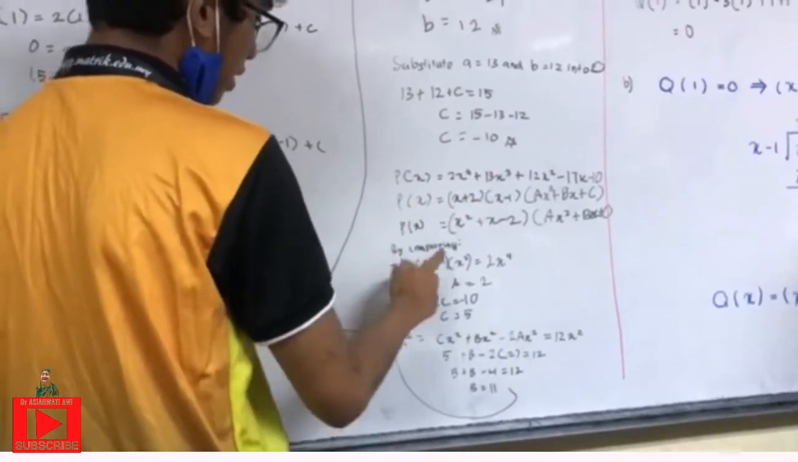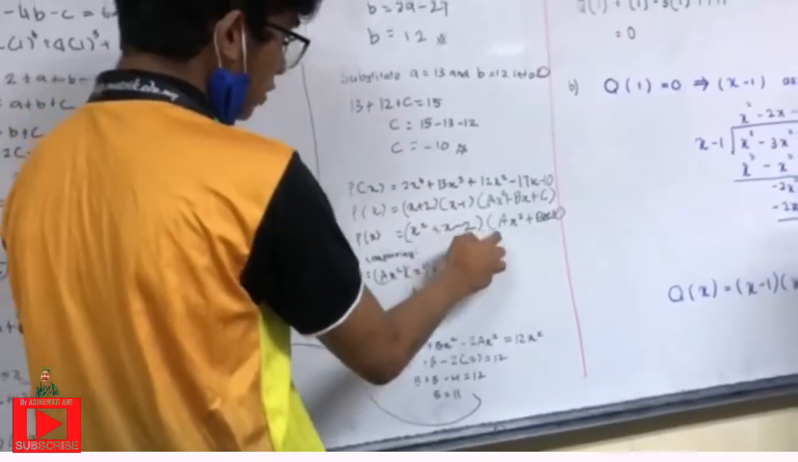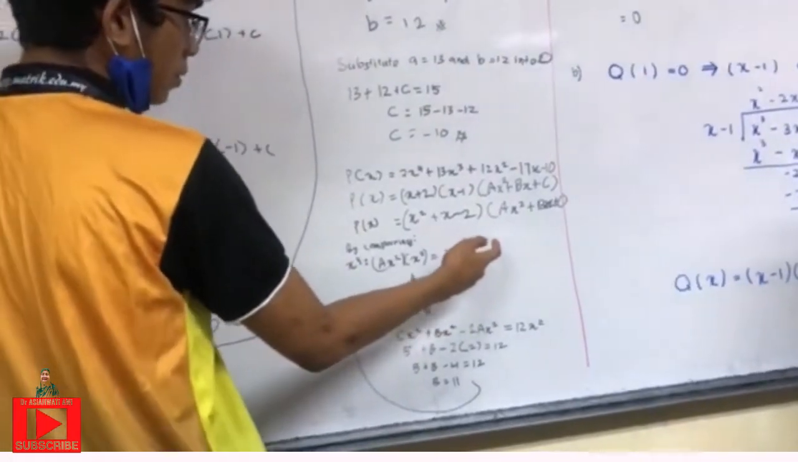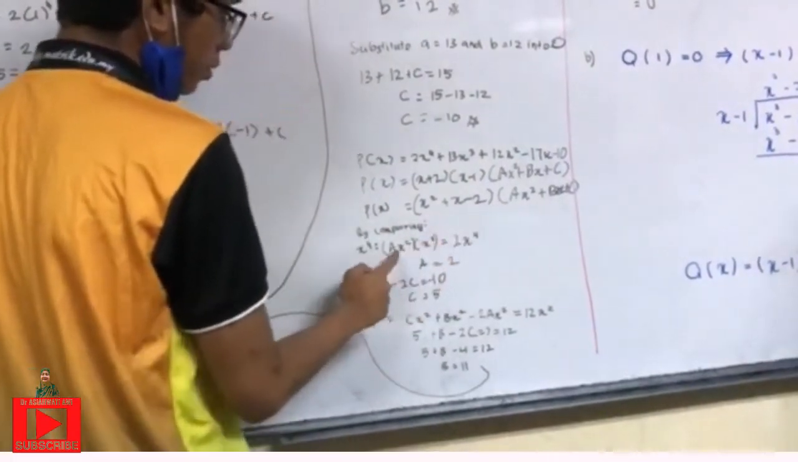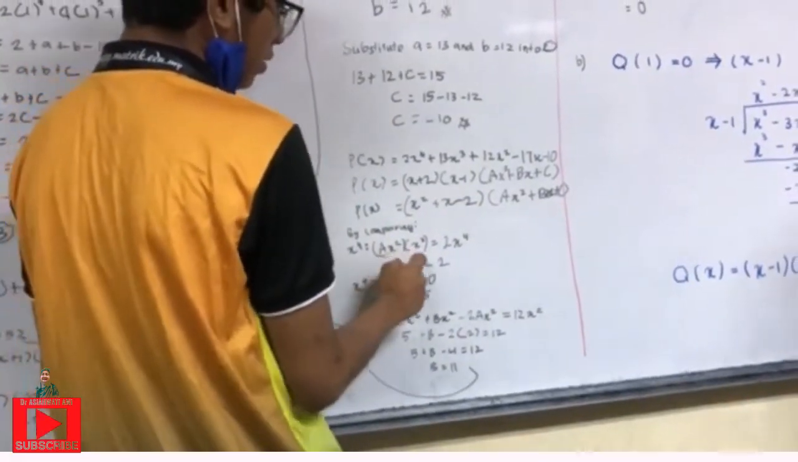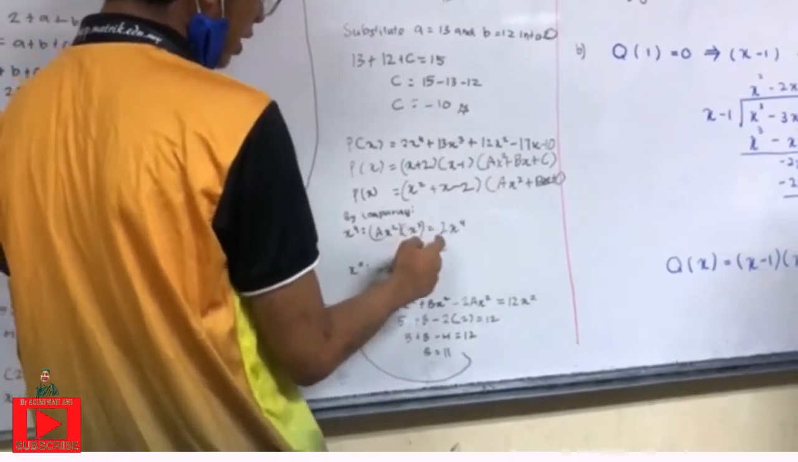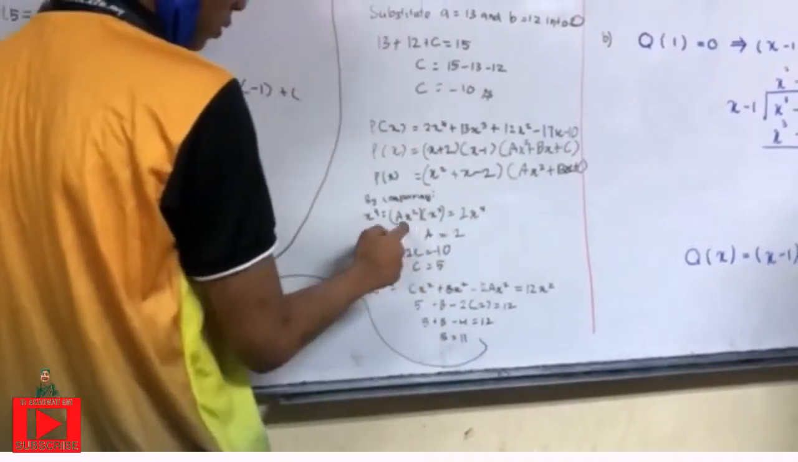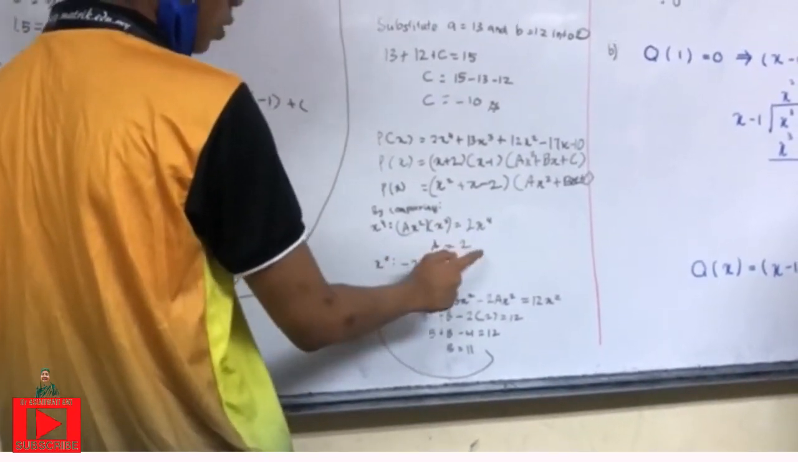Lepas tu by comparing, kita ambil yang x power of 4 dulu. Kita tengok yang belah sini, yang mana darab boleh dapat power of 4. Kalau macam yang ni boleh dapat power of 4. So kita ambil dua value ni. Ni dan ni. Ada lagi? Tak ada. So kita boleh sama dengan, ambil daripada equation ni 2x power of 4. Bila kita buat comparing, dapat a sama dengan 2.